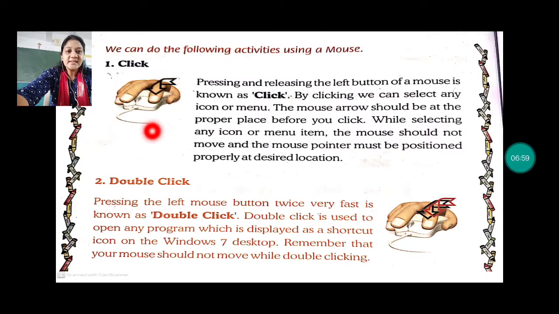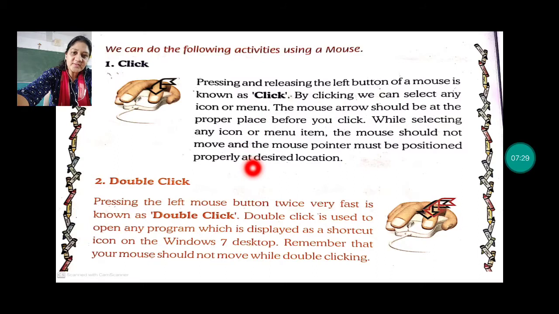First activity is click. Pressing and releasing the left button of a mouse is known as click. Whenever you are pressing it and leaving it, pressing and releasing means you are removing your hand, okay? Once you press and release the left button of a mouse, it is known as click. By clicking we can select any icon or menu.